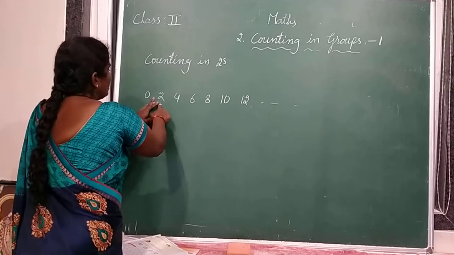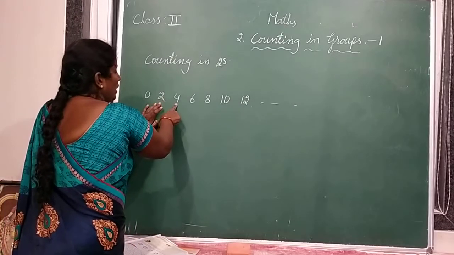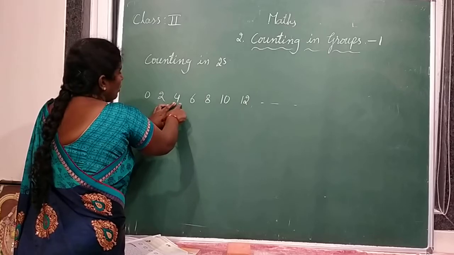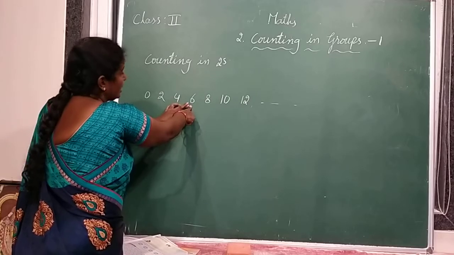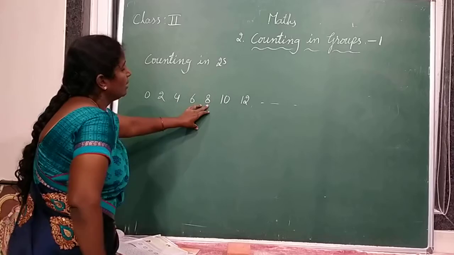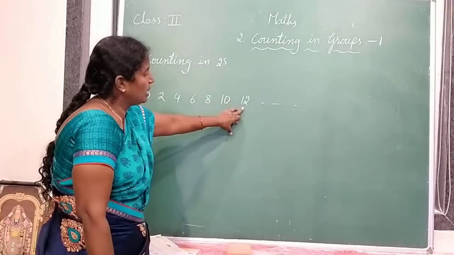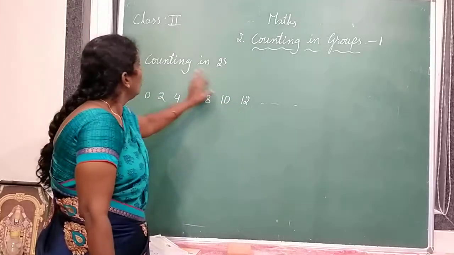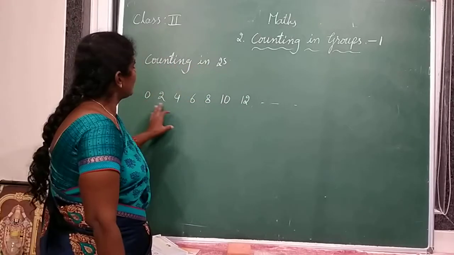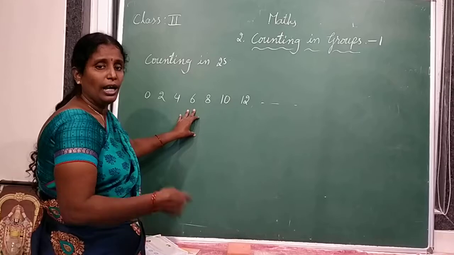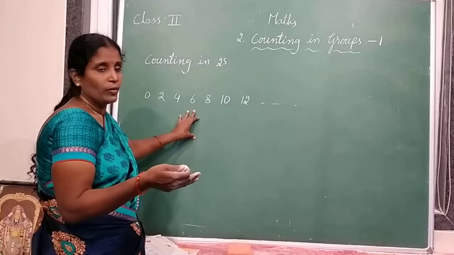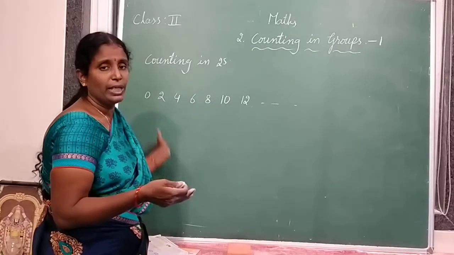Similarly, in your textbook, in practice zone 1, by doing the addition also we can get it. 0 plus 2 is 2. 2 plus 2 is 4. 4 plus 2 is 6. 6 plus 2 is 8. 8 plus 2 is 10. 10 plus 2 is 12. Counting in twos is nothing but skipping one number or adding 2 to its previous number.